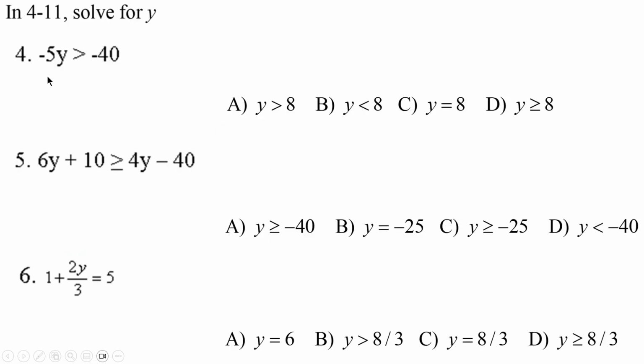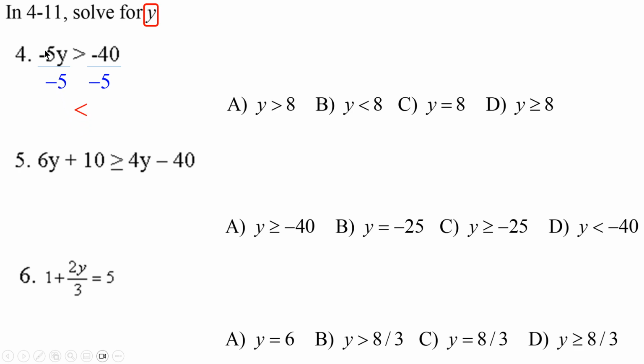Okay. Now let's take some equations and let's solve for y. So -5 times y is greater than -40. So we have to undo multiplication with division. Okay, and remember the rule when you're solving an inequality. If you multiply or divide both sides of an inequality by a negative number, you've got to reverse the orientation of your inequality symbol. So this greater than becomes less than.